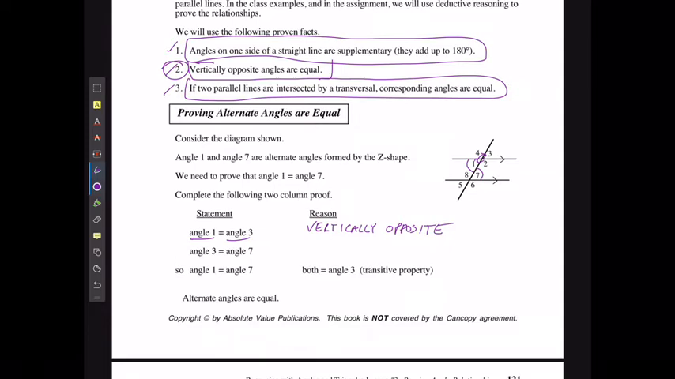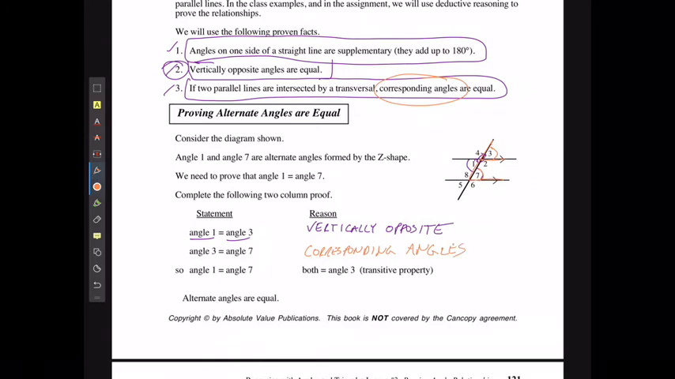If I say that angle 3 is equal to angle 7, well, why do I know that angle 3 and angle 7 are the same? Because they are, looking at my answers here, corresponding angles. Or they make that F shape.